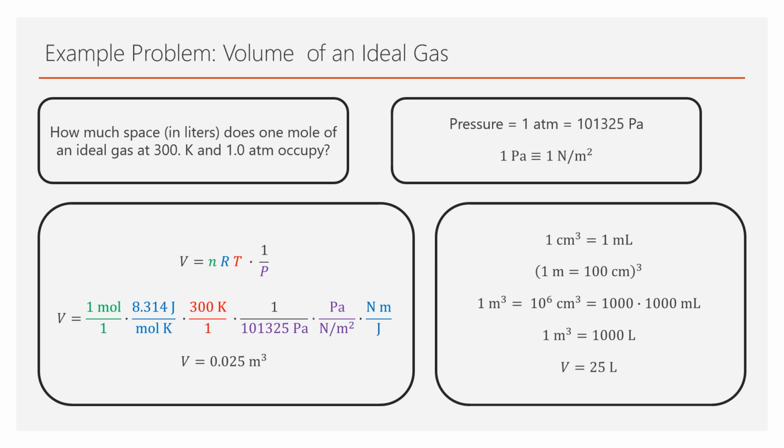We can then use that to convert the volume, and we get that the volume of 1 mole of an ideal gas at 300 Kelvin and 1 atmosphere of pressure is 25 liters.